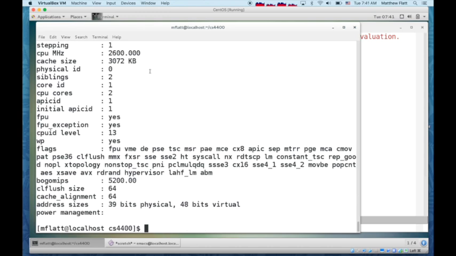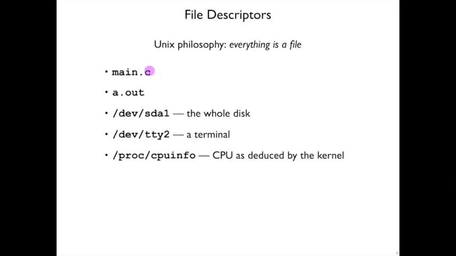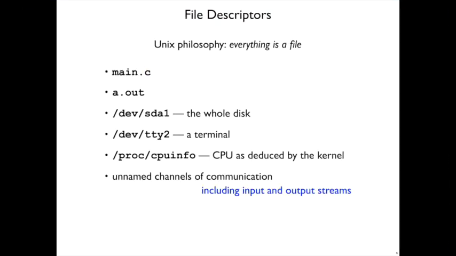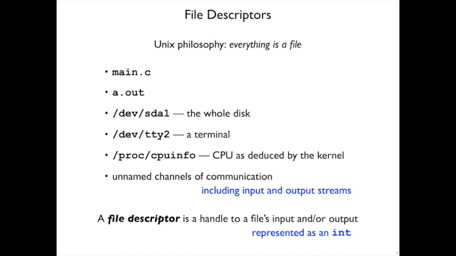It's not a file on the file system. It's a way that the kernel can communicate to you and tell you what it saw about the CPU. In fact, any kind of communication between programs, the Unix way of doing that is representing it as a file, as this notion of bytes that you read and write, including the input and output that a program has.